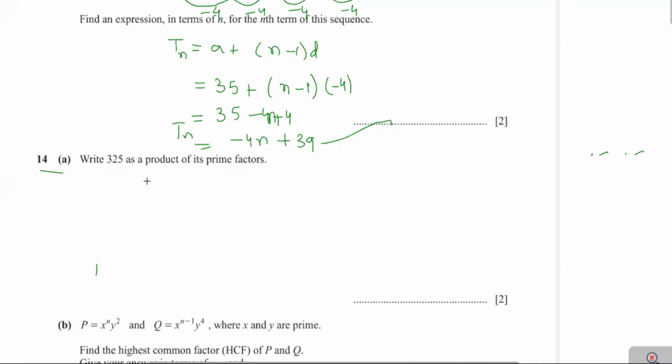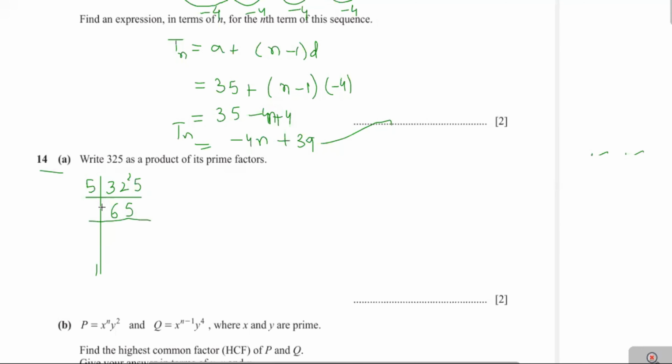Question number 14, part A: write 325 as a product of prime factors. First, we find the prime factors of 325. The unit digit is 5, therefore it is divisible by the prime number 5. We divide by 5. 5 times 6 is 30, 2 is carried to the next digit. Now the value becomes 25.